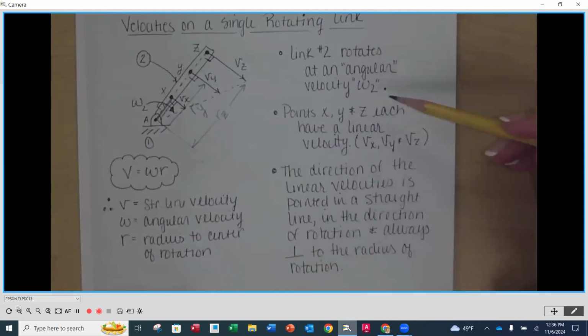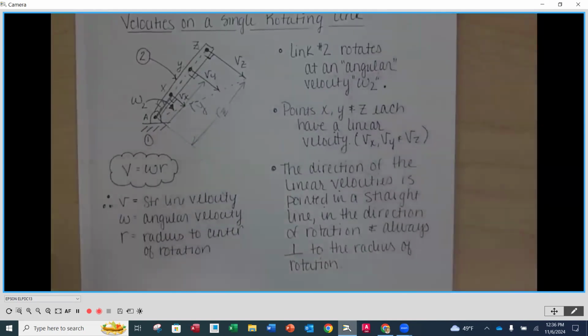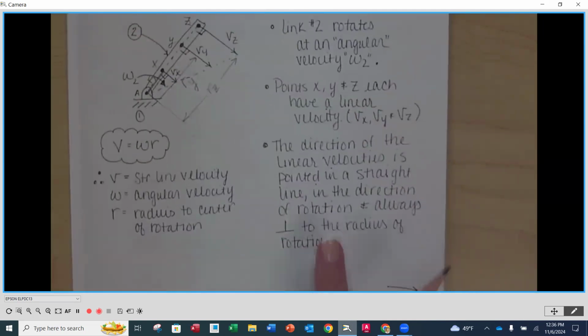Everything on that link rotates at an angular velocity, in this case W2. We could have a W3, we could have a W4, but in this case, this is just called link number 2. X, Y, and Z have linear velocities associated with them, and the direction of those linear velocities is always, number 1, pointing in the direction of rotation, and number 2, perpendicular to that radius back to the center of rotation. And then magnitude-wise, we can calculate that velocity anywhere along that link. Questions?